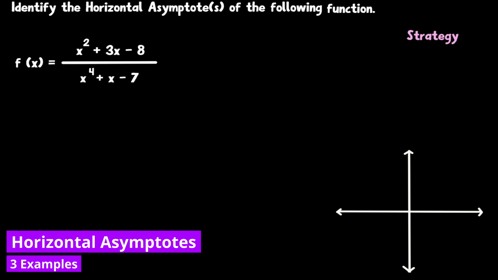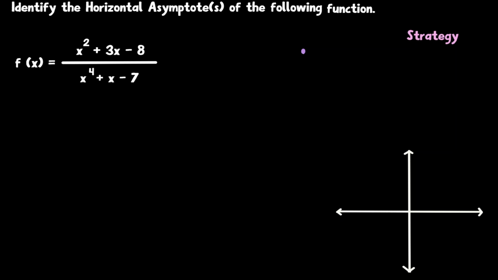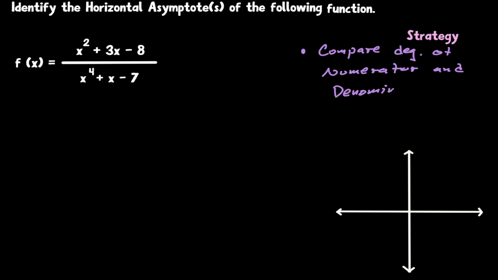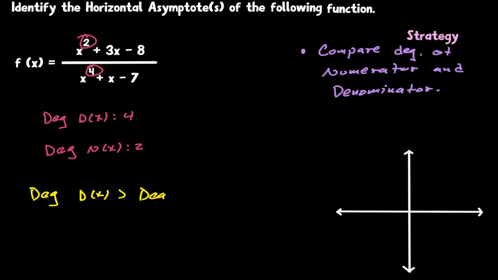Let's try to identify some horizontal asymptotes. Well, our strategy is to compare degrees on the numerator and degrees on the denominator. The degree of the denominator is 4, and the degree of the numerator is 2. So here we have a scenario where the degree of the denominator is greater than the degree of the numerator. Then we can claim that we're going to have a horizontal asymptote at the line y equals 0.